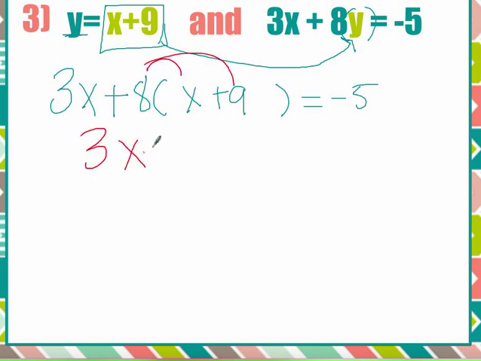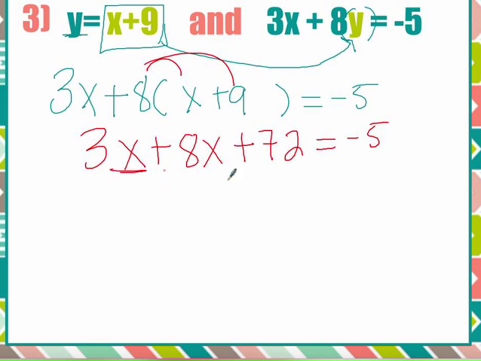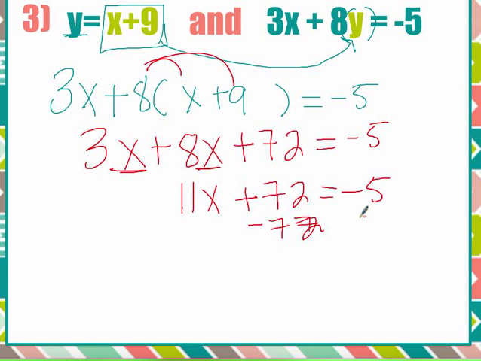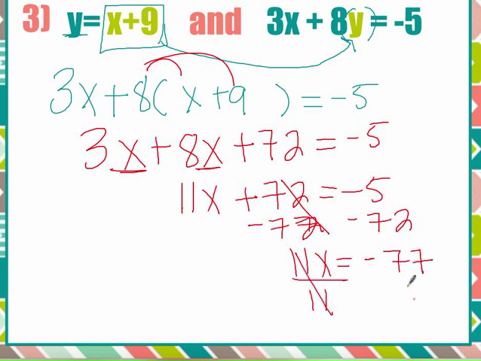You've got 3x plus 8x plus 8 times 9, which is 72, equals negative 5. Combining like terms, these both have x with them, so I'll get 11x plus 72 equals negative 5. When I move the 72 over, it's positive, so I have to subtract it from both sides. When I do that, I get 11x equals negative 77. And when I divide both sides by 11, I get that x is equal to negative 7.